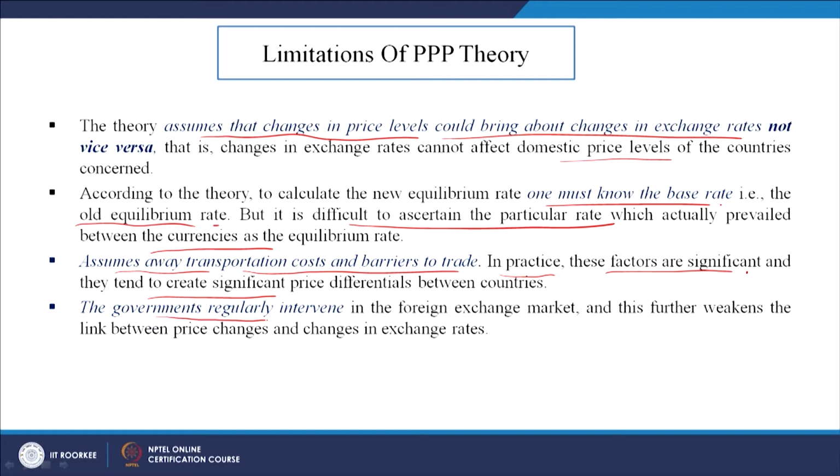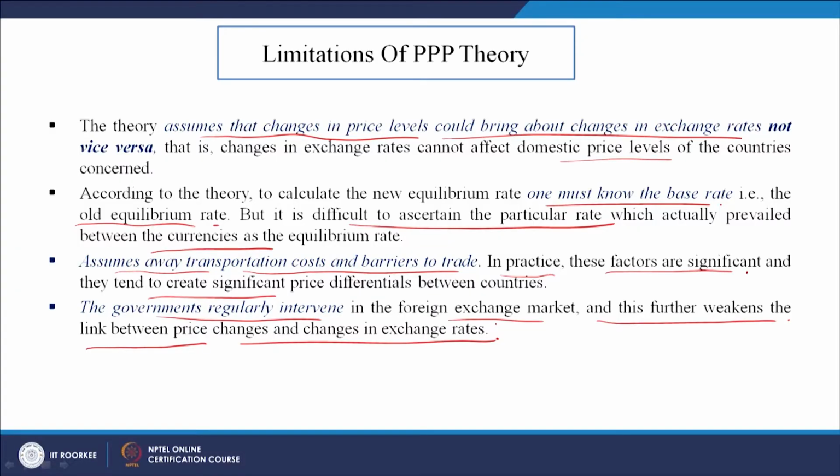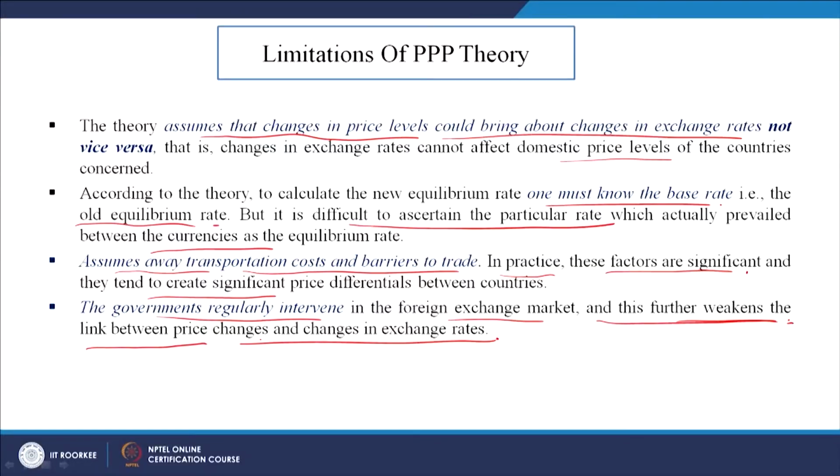Finally, governments regularly intervene in the foreign exchange market, and this further weakens the link between price changes and changes in exchange rate. Now, we know that the government tries to intervene to make the trade in its favor. So, these conditions will always create a disruption, and it further weakens the link between price and changes in exchange rate. So, these are some of the limitations of the PPP theory.